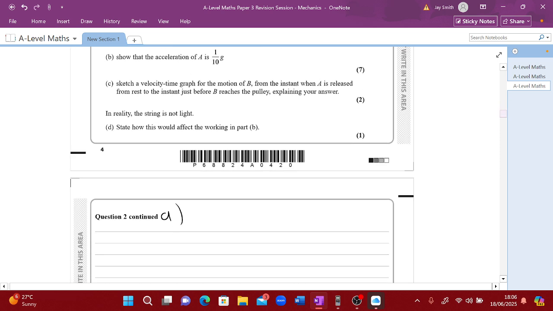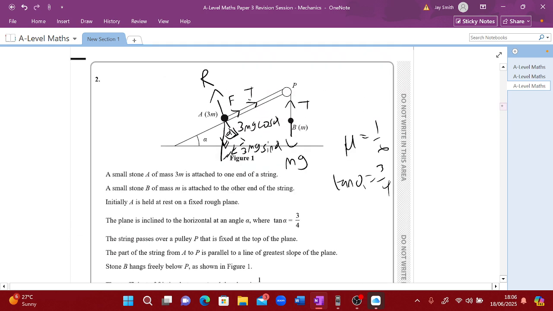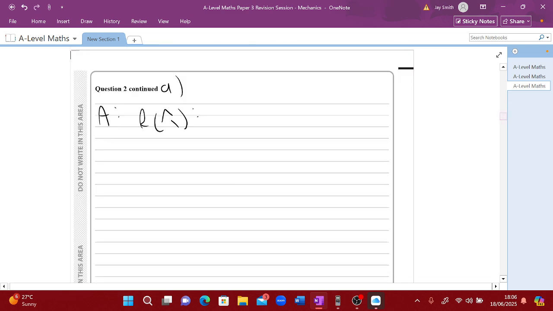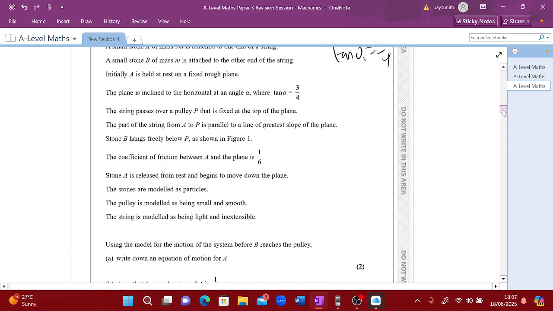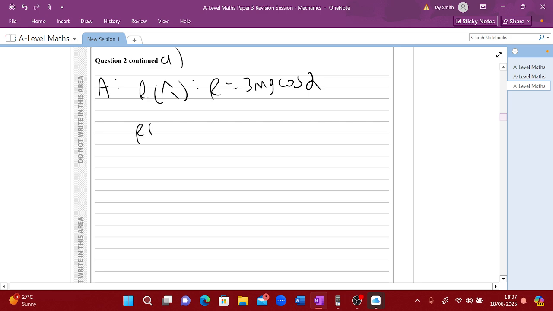So particle A, and then we're going to do the normal thing. At A, first we need to resolve perpendicular to the slope. So that's going to be firstly R, but then R is going to equal 3mg cos alpha, the weight component that's perpendicular. So R is equal to 3mg cos alpha. That's great because actually we can find alpha as well. So we can get an answer for R. And then let's do parallel to the slope.